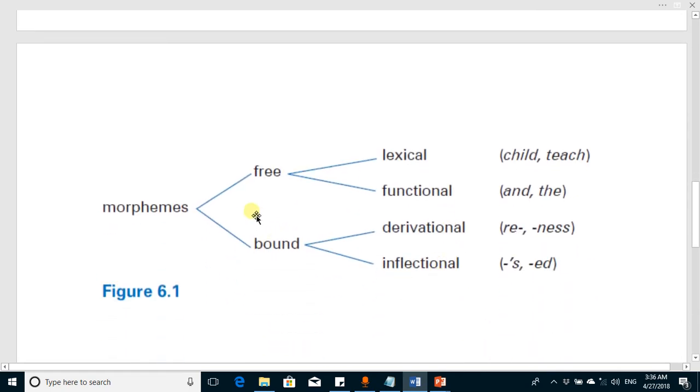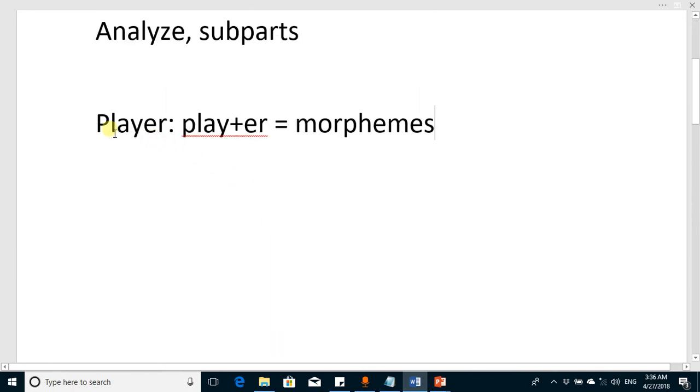So here's the tree for morphemes: free morphemes and bound morphemes. Free morphemes have two subtypes: lexical morphemes and functional morphemes. Similarly, bound morphemes have two subtypes: derivational morphemes and inflectional morphemes. First of all, we see what free morphemes and bound morphemes are. Say this is the word player. It has two morphemes, play and er. The word play can be used independently, so it is a free morpheme.